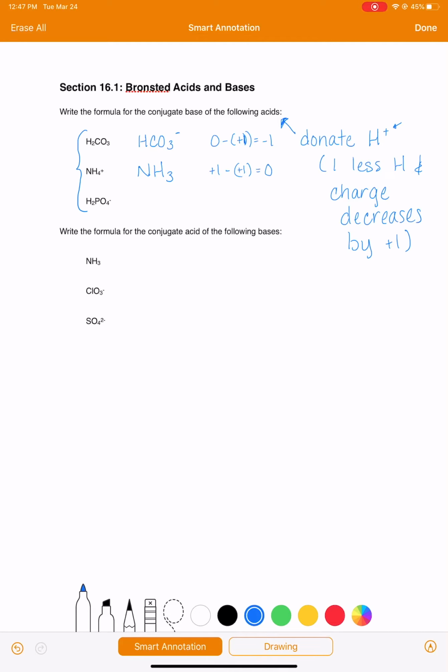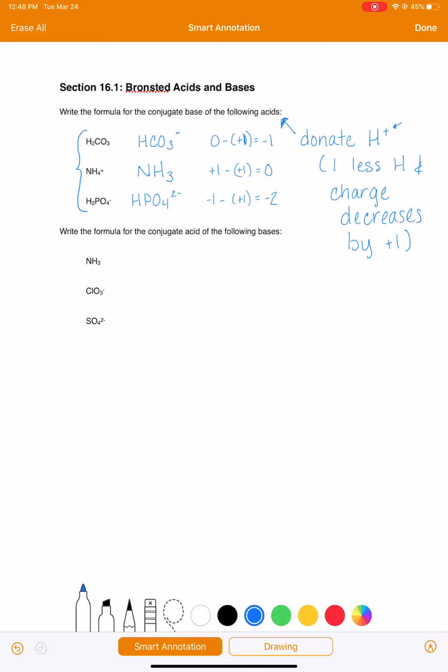One more of these, H2PO4-. First we have to lose a hydrogen, so we go from H2PO4- to HPO4, and then we have to think about our charge. We're starting out with a -1 charge, and we are losing +1. -1 minus 1 is -2.